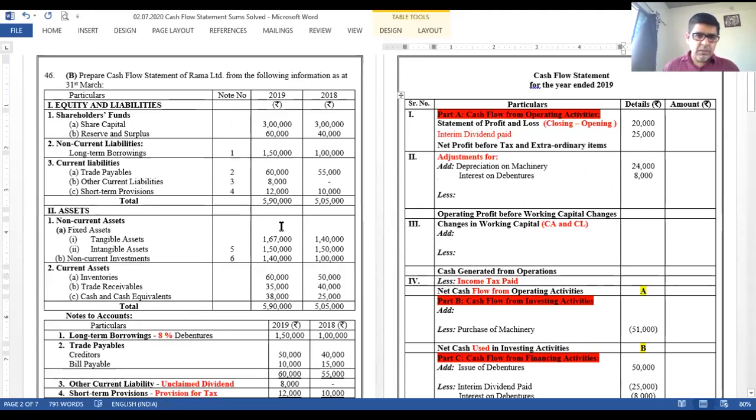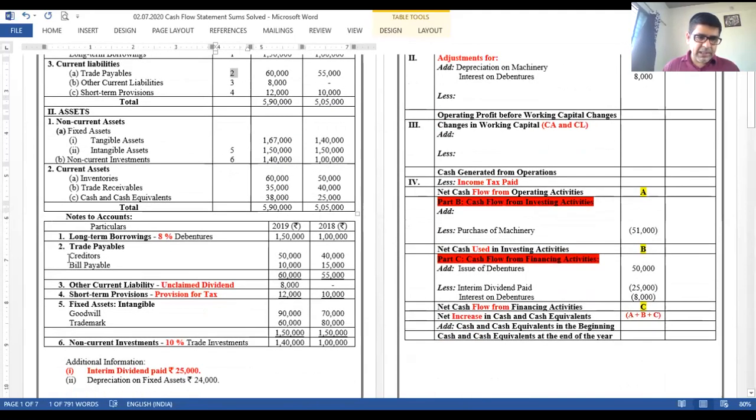That's all. After debentures, long-term borrowings, we come to current liabilities. Trade payables can be seen. Trade payables, note number 2. So let us go to note number 2. I can see that two items are given, creditors and bills payable. When you talk about current liabilities, it should click in your mind that we need to record it in the working capital part. Barring those short-term borrowings, that will not come there, that has to come to financing activity.